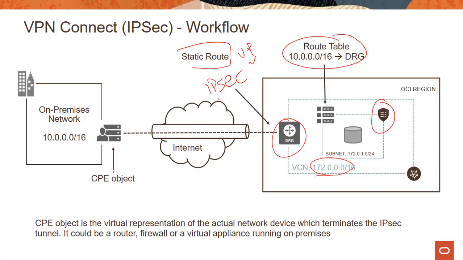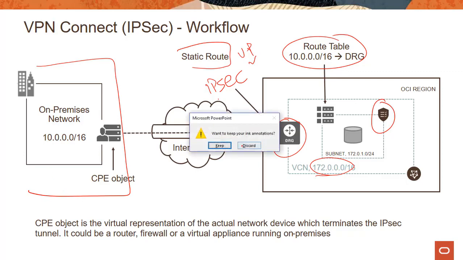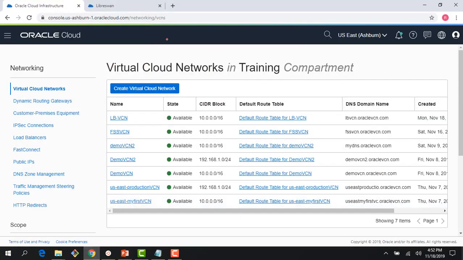Now, just for this setup, I am running this whole on-prem side of the world in AWS. So I'm going to skip that part. I have a LibreSwan VM which I have installed in the AWS environment, and I've configured the software, etc. So I'm going to skip it. But if you want to follow, there is documentation right here.